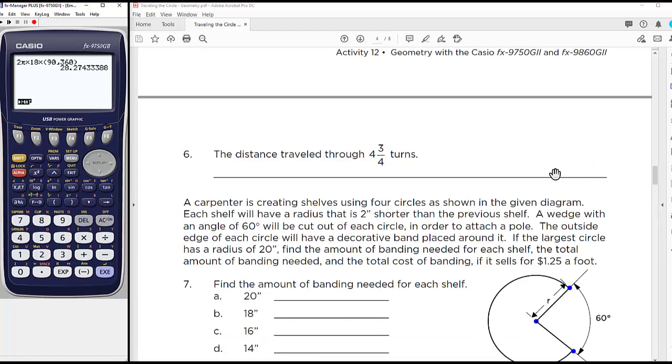That's what we focused on here today, how to use those buttons: the fraction button, the pi button, and how to use a formula to create a table of values.